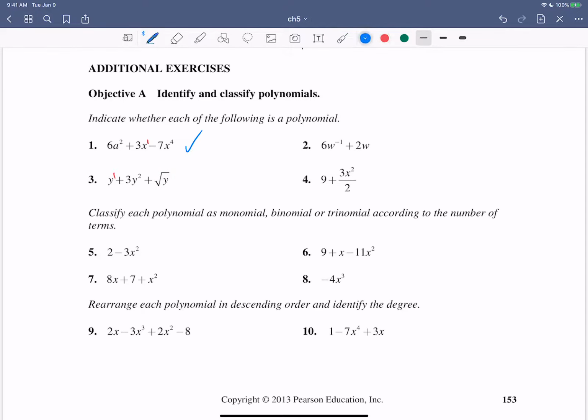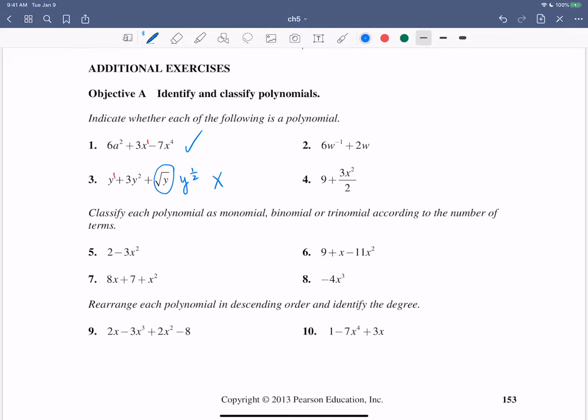Square root of y, later on you will know that if you rewrite this using exponents, it's going to be y raised to the power of half. And in that case, we have a fraction in the exponent. Therefore, expression 3 is not a polynomial.